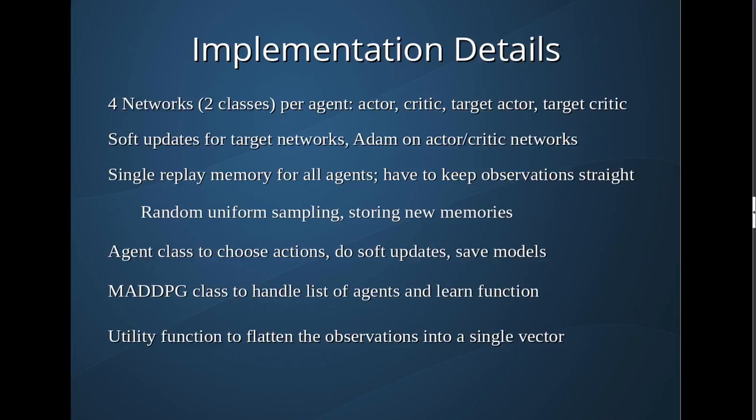The learn function itself is also going to be part of the MADDPG class, and this is where most of our complexity will lie. So we'll need to get actions according to the current target actor network for input in our cost function. So we're going to have to iterate over all of our agents once to get those, and then iterate over the agents again to perform the updates to their deep neural network. So there's going to be two loops in there. It's a little complicated, but it's not too bad. Finally, we'll need a global utility function to convert the list of observation vectors from the environment into a single flattened observation vector for saving in the replay buffer.